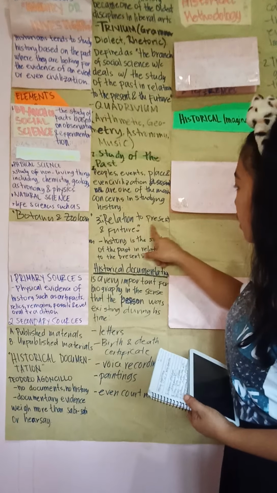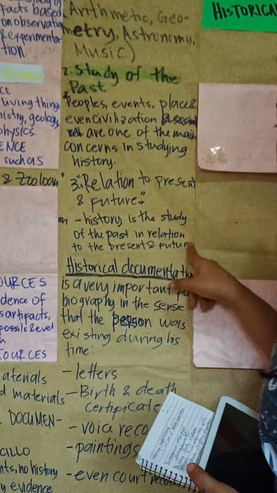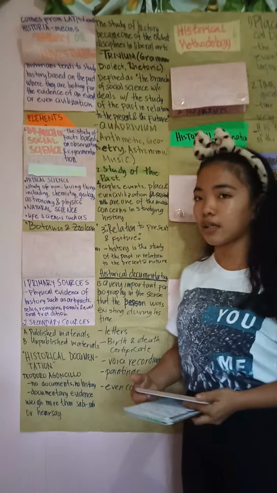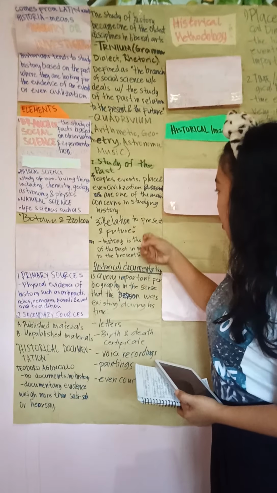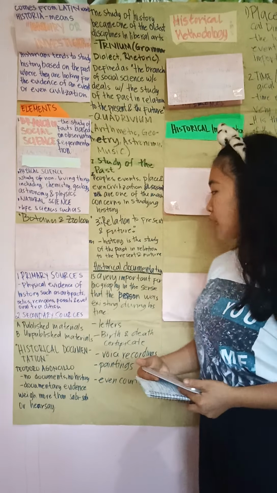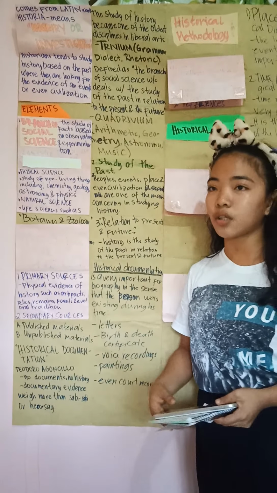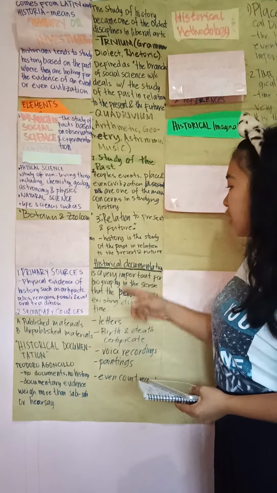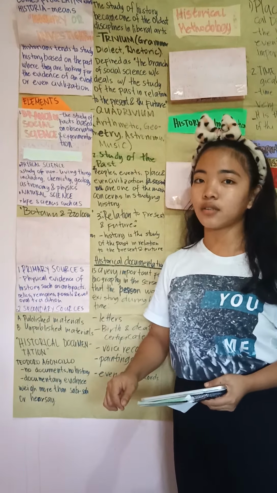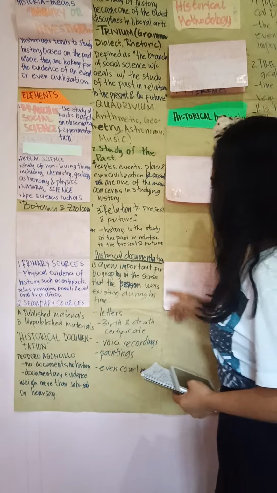And the third is relation to present and future. History is the study of the past in relation to the present and future. Ano nga ba ang connection ni past, ni present at ni future? Kailangan nga nating malaman 'yon kasi nga past natapos na and present itong kasalukuyan, future. Kailangan natin 'yon malaman kasi nga para sa susunod alam natin yung gagawin natin or kung may kailangan nga ba tayong itama sa future sa nangyari sa past.